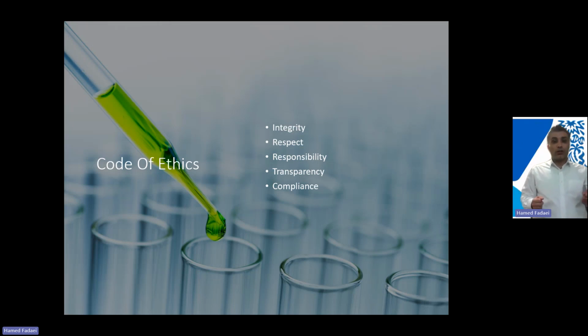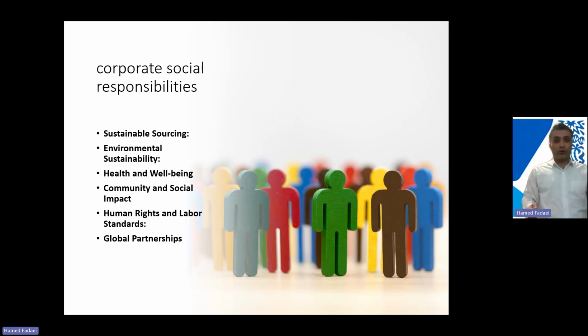And I'm going to go over the code of ethics. It's divided into five parts: integrity, respect, responsibility, transparency, and compliance. Because of the time limit, I don't want to go into integrity, respect, responsibility, transparency, and compliance. Now I'm going to talk about corporate social responsibility: sustainable sourcing, environmental sustainability, health and well-being, community and social impact, human rights and labor, and global partnership. This is the corporate social responsibility of the Unilever company.